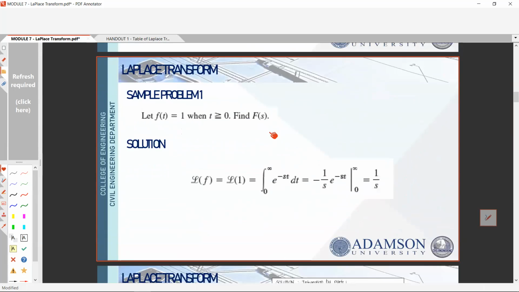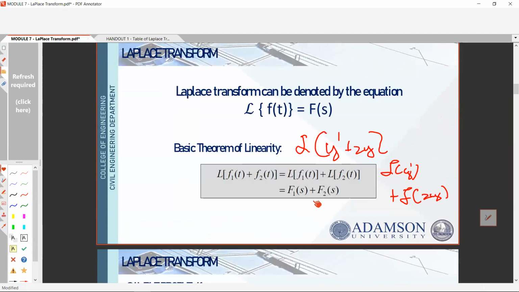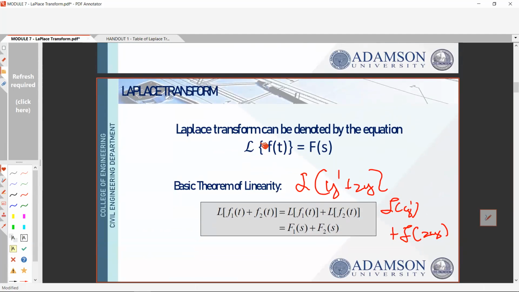So take sample problem tayo, sample problem. So take the Laplace transform of f of t equals to 1 when time is greater than or equal to 0. So find the Laplace transform. Okay? So ito class, yung Laplace transform na with a function of f of t, matatransform mo siya into a capital function capital F of S. Ibig sabihin, lahat ng Laplace is naka-S. Okay, naka-variable S.